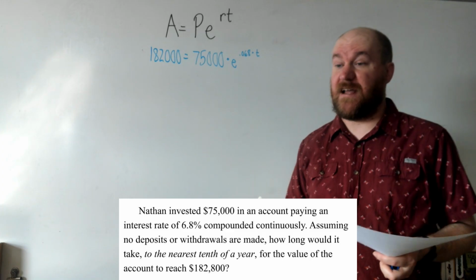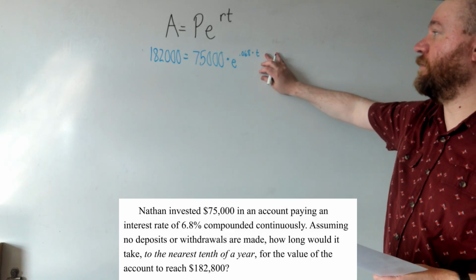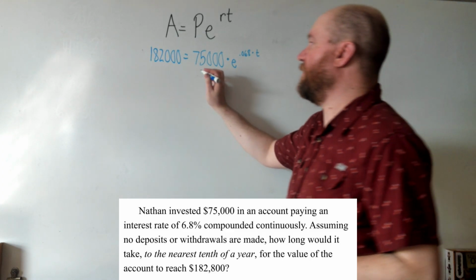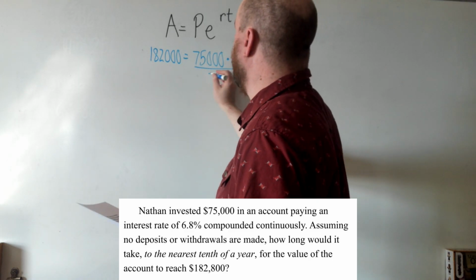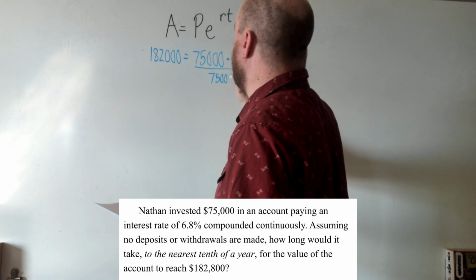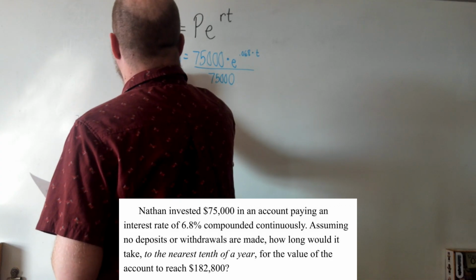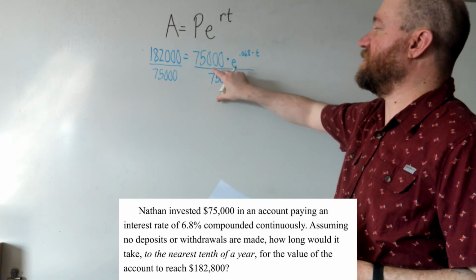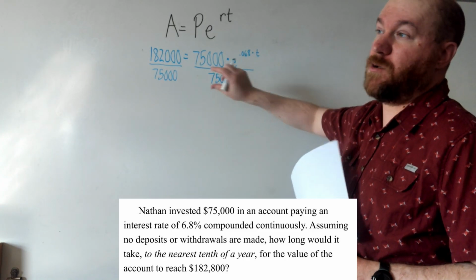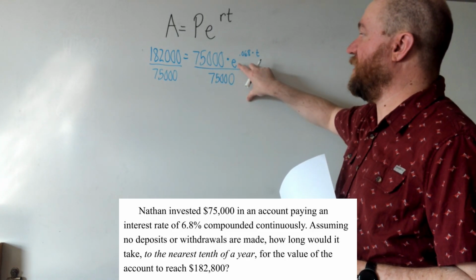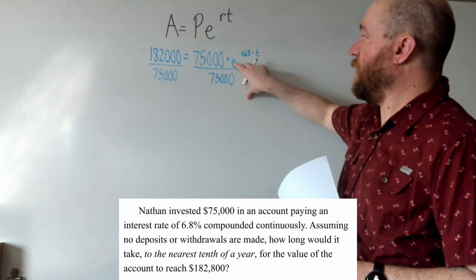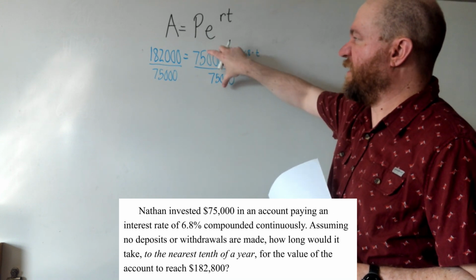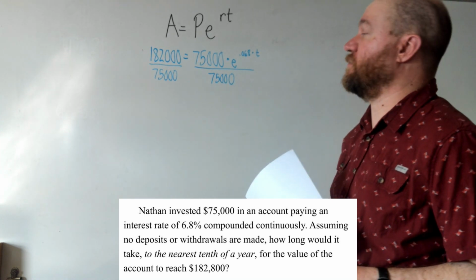So now, just like the last question, we need to get T alone. But first, let's get that 75,000 out of here by dividing by 75,000. Why do we move that 75,000? Because we can't do logs if this number's up front. Our log setup needs to just be a base with an exponent. That 75,000 can't be there for us to use logs.